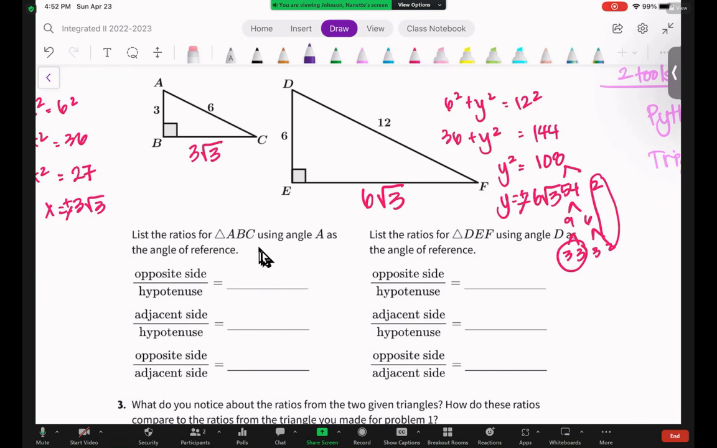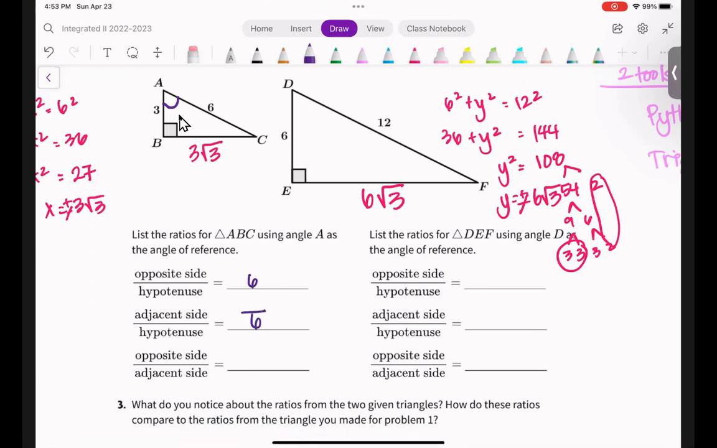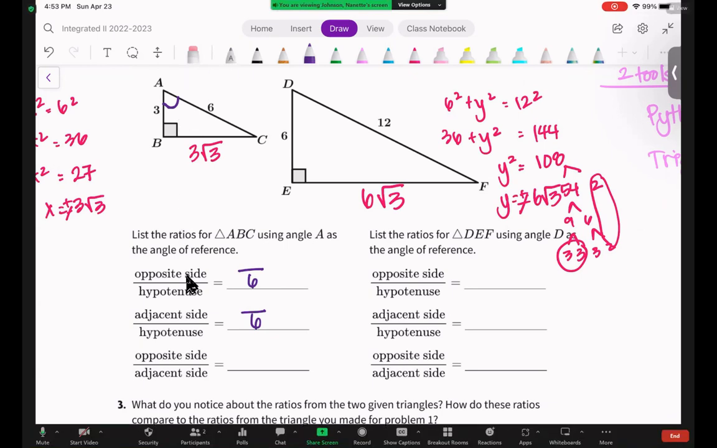Okay, so now that you're back, it says to use angle A as your reference angle. So I'm going from this angle and I'm going to go for the opposite side over the hypotenuse. Now the hypotenuse is always your hypotenuse. It's always going to be 6 on the bottom. So I'm going to put a 6 on the bottom there. Okay, now it's asking for the opposite side. The opposite side of angle A.